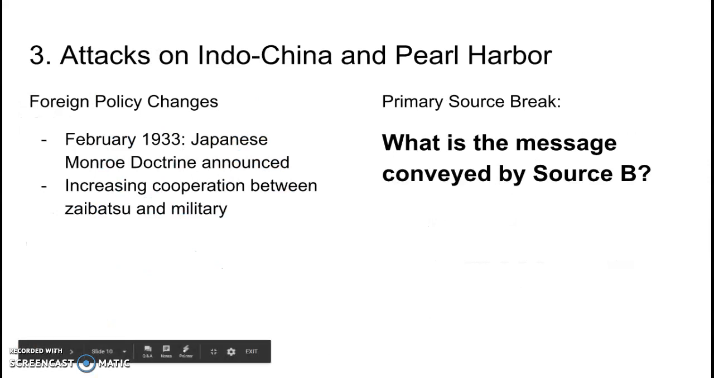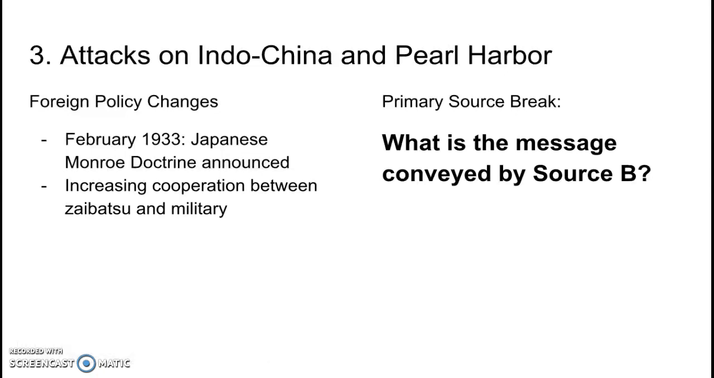All right, moving on, we'll look at the third section here for Japanese actions, and the question is, why did Japan attack Pearl Harbor in 1941? Once again, looking at some foreign policy changes that are important to note. In February 1933, we saw the Japanese Monroe Doctrine, or the Asiatic Monroe Doctrine, announced, and we also saw increasing cooperation between the Zaibatsu and those militarists pursuing that expansionist policy.